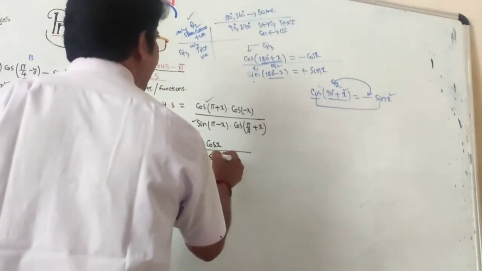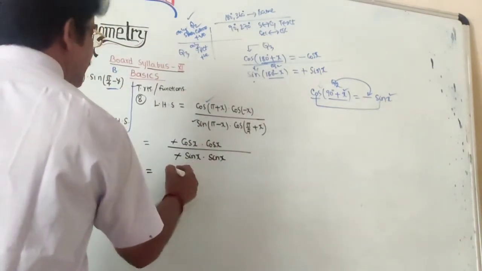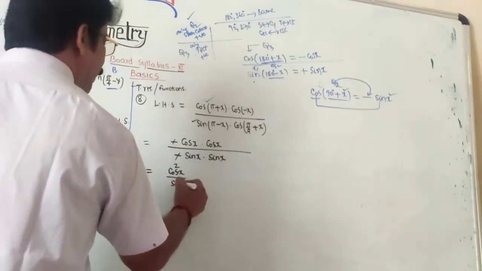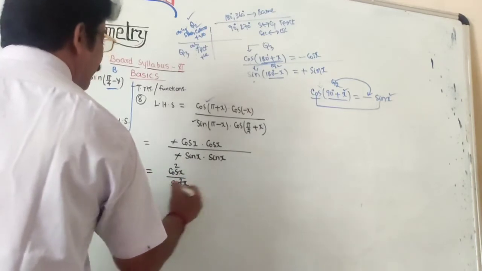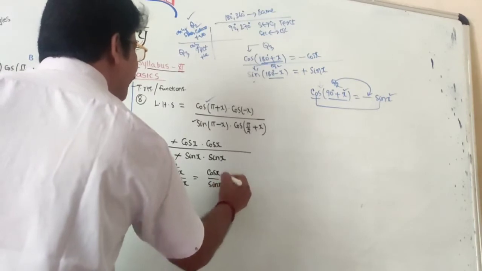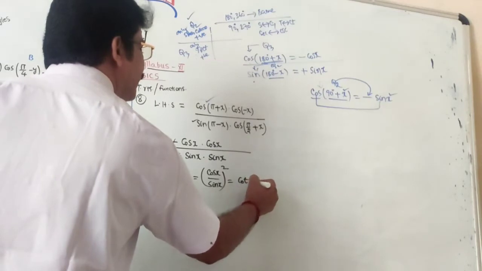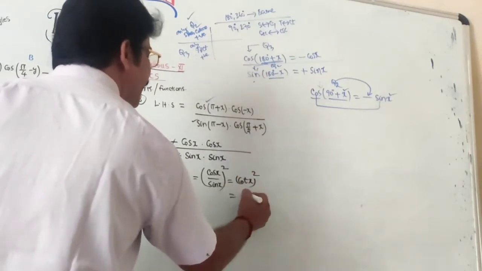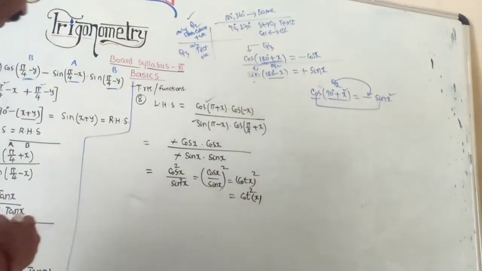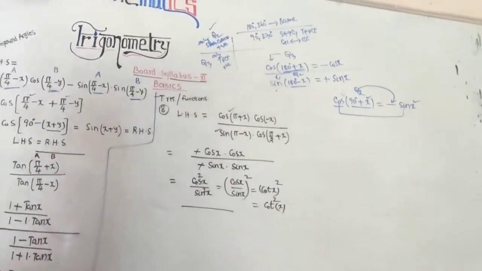Minus sin x. So minus minus cancel. Cos into cos, cos square x, divided by sin square x. So it can be cos x divided by sin x whole square. Of course it is cot x, cot x whole square. It is nothing but cot square, angle is different, x. Over. This question is over.